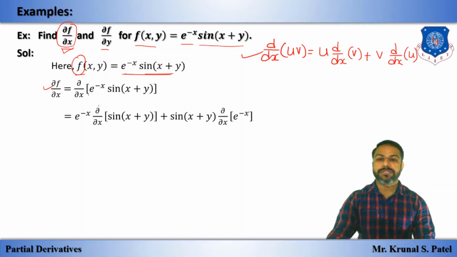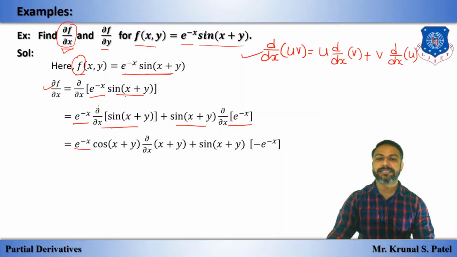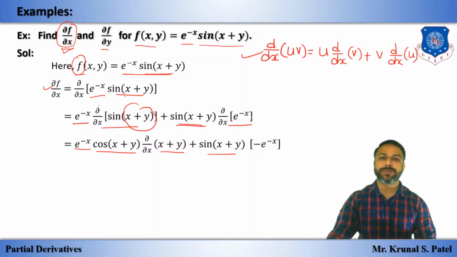We have first e^(-x) as it is and ∂/∂x of the second term, plus the second term as it is and ∂/∂x of the first term, that means e^(-x). So this is equal to e^(-x) as it is, and ∂/∂x of sin(x + y) is cos(x + y), and by chain rule ∂/∂x of (x + y). Plus sin(x + y) as it is and ∂/∂x of e^(-x). We know that the differentiation of e^(-x) is e^(-x), and the differentiation of this -x by chain rule gives a minus.